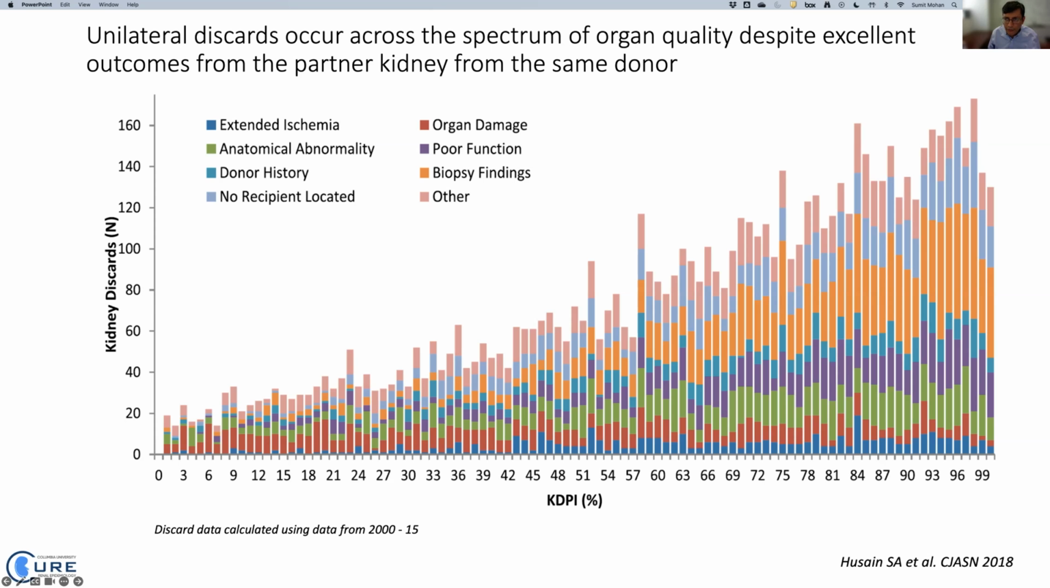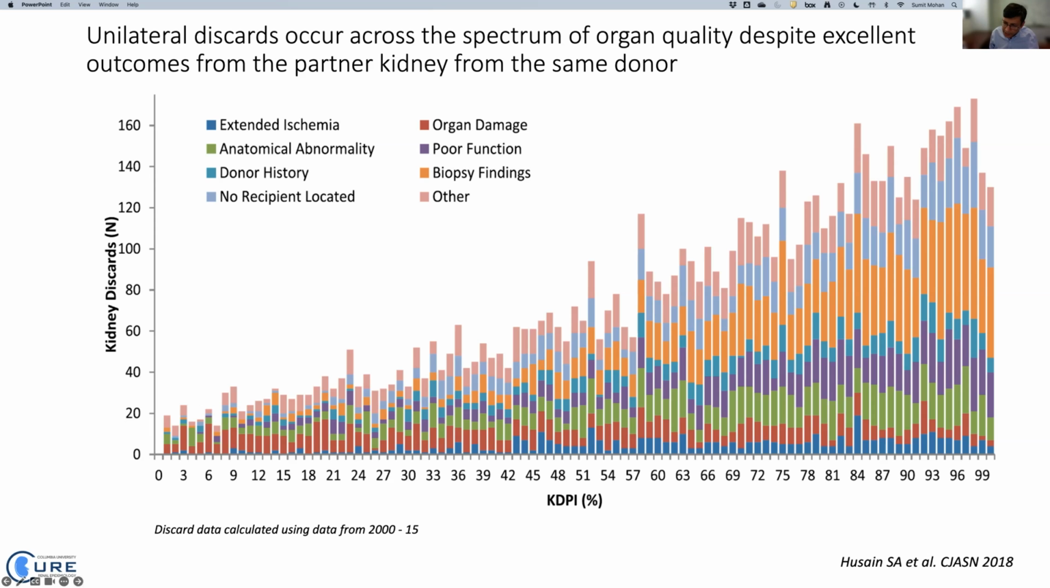Worse still, if you look at the reasons that the kidney was discarded, one of the things that you see increasing is these orange bars, which is biopsy findings, which is even more perplexing given that biopsies of both kidneys ought to be identical, because we know when you have kidney disease or something wrong with kidneys, they affect both kidneys equally. We also see anatomical abnormalities being reported as a reason as you go across.